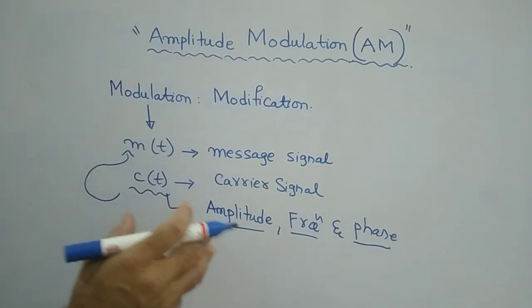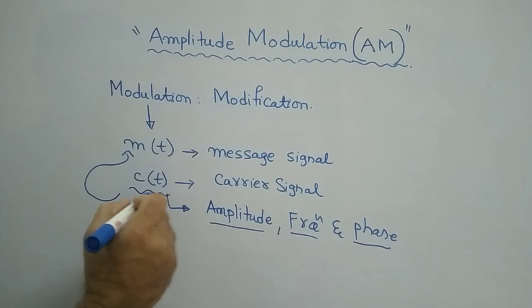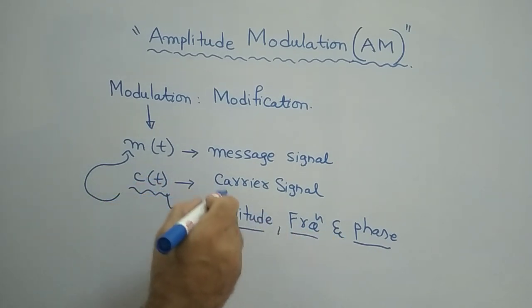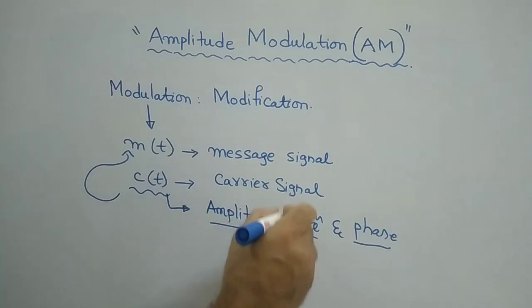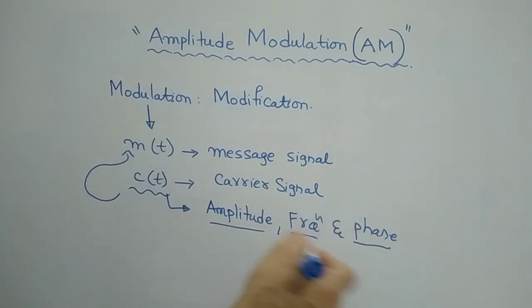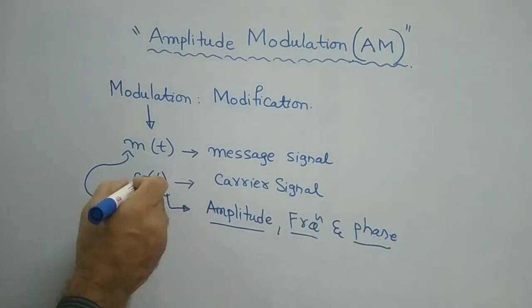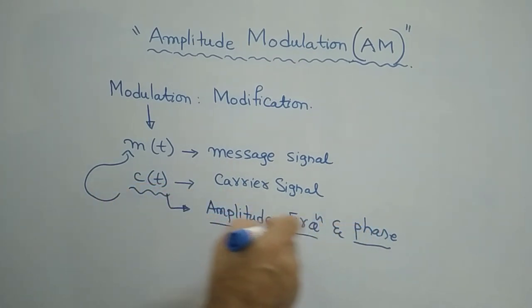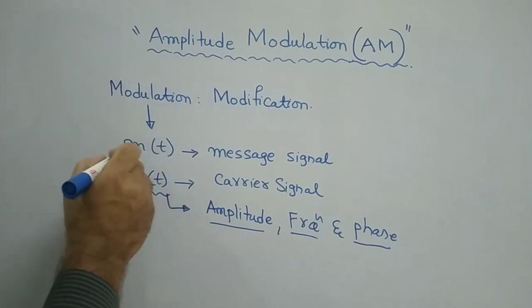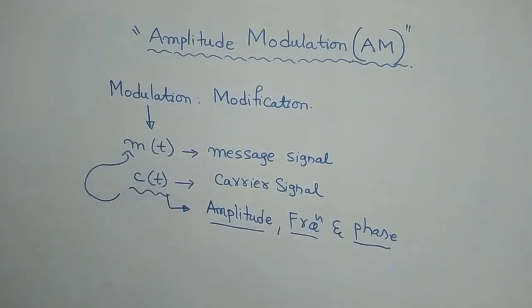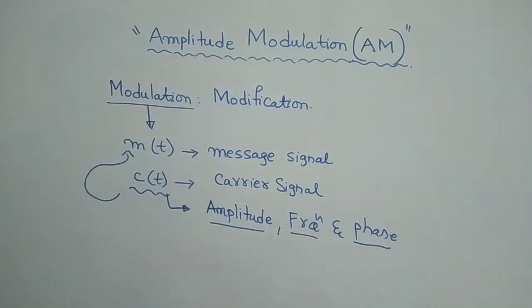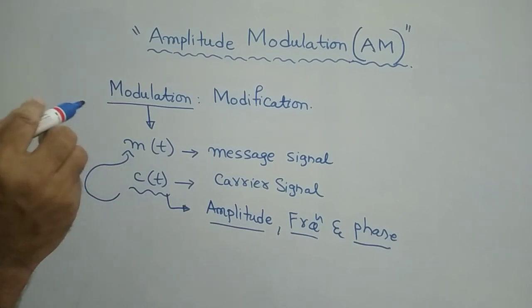The modulation is nothing but varying the characteristics of the carrier signal. What are the characteristics? Amplitude is one characteristic. Similarly, frequency and phase are the other characteristics. These characteristics of our carrier signal can be varied in accordance with the instantaneous values of your message signal. Then it is called modulation. That we have already discussed in the previous presentation.